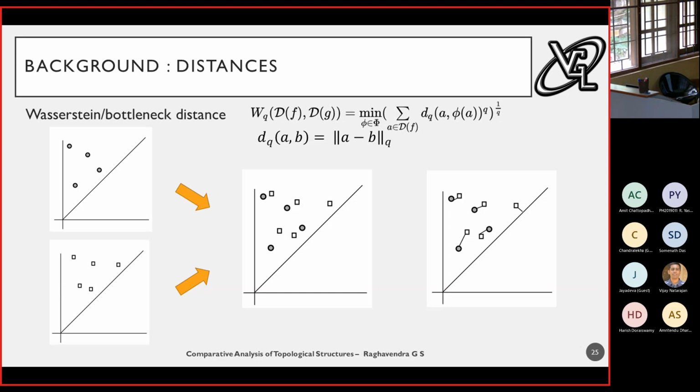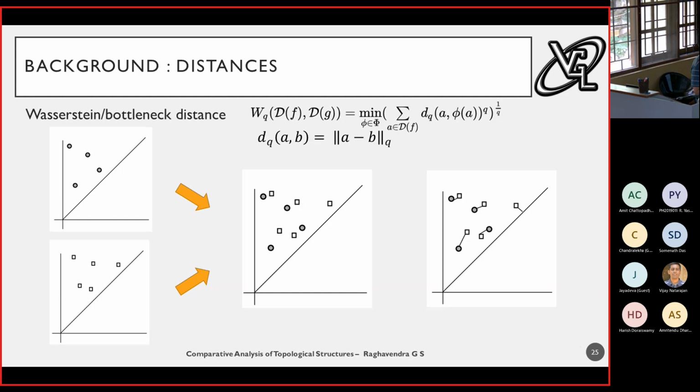Out of these edges, there is this parameter called Q. We can raise it to the qth power, add it up, and also take the qth root. Or in the limiting case, we can consider Q to be infinity. That would become the bottleneck distance, and we pick among all these edges the edge with the highest edge weight.